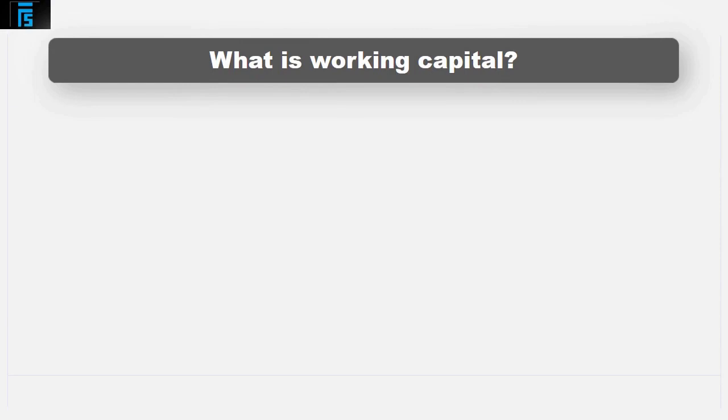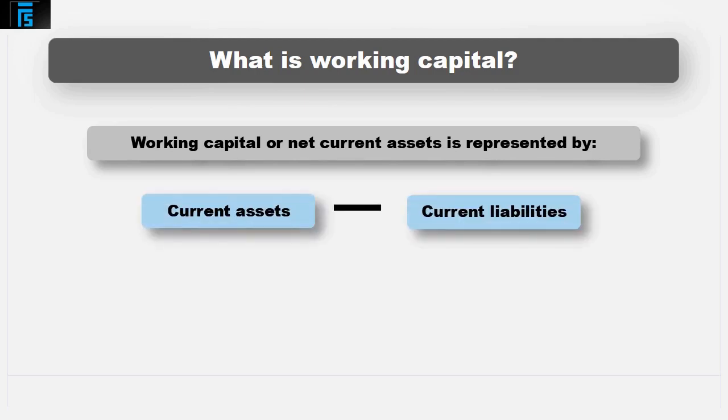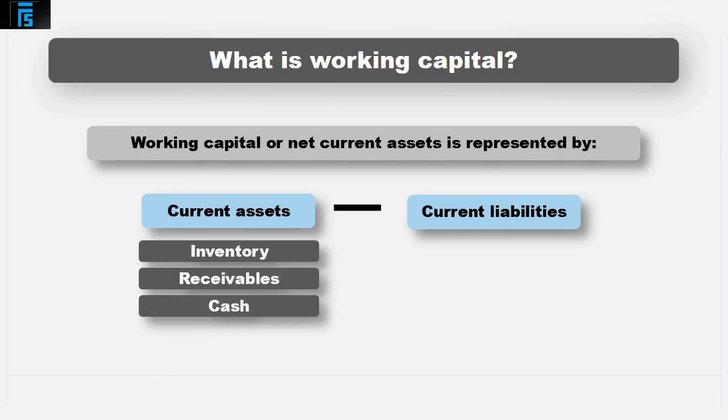What is working capital? Working capital, or net current assets, is represented by current assets minus current liabilities. In their simplest form, current assets will include the inventory that is sold, the receivables due from customers in respect of sales made on credit, and cash. Current liabilities will include payables owed to suppliers in respect of purchases made on credit. Collectively, it reflects the short-term investment that companies make in their day-to-day operating infrastructure.